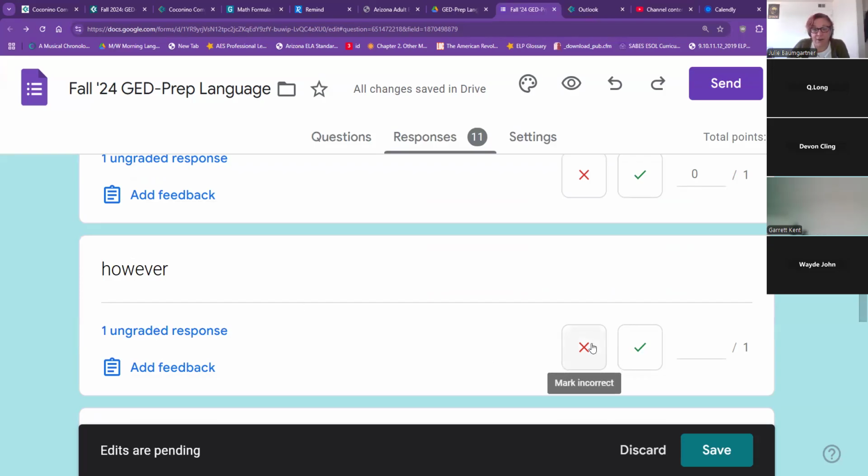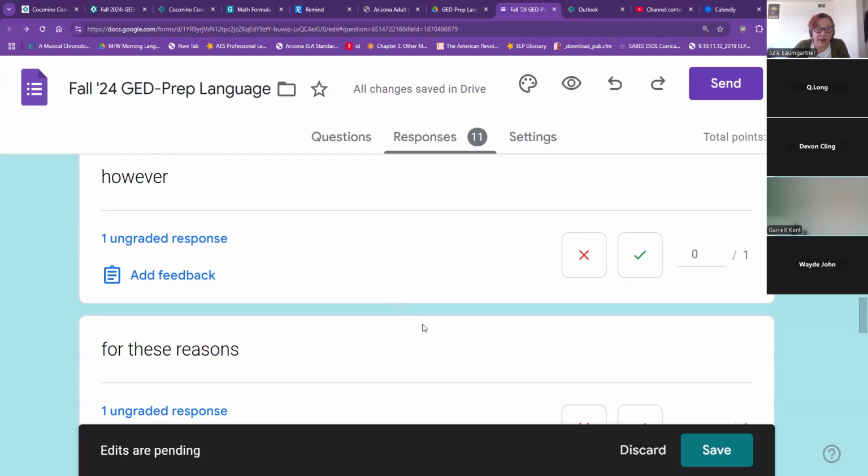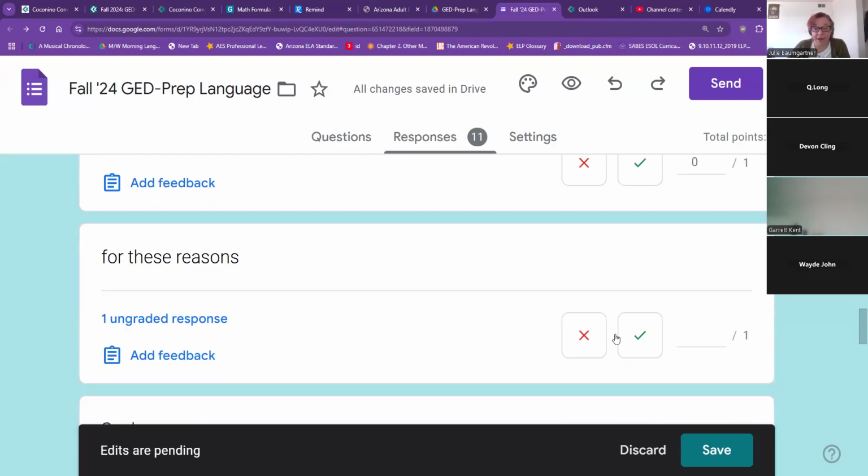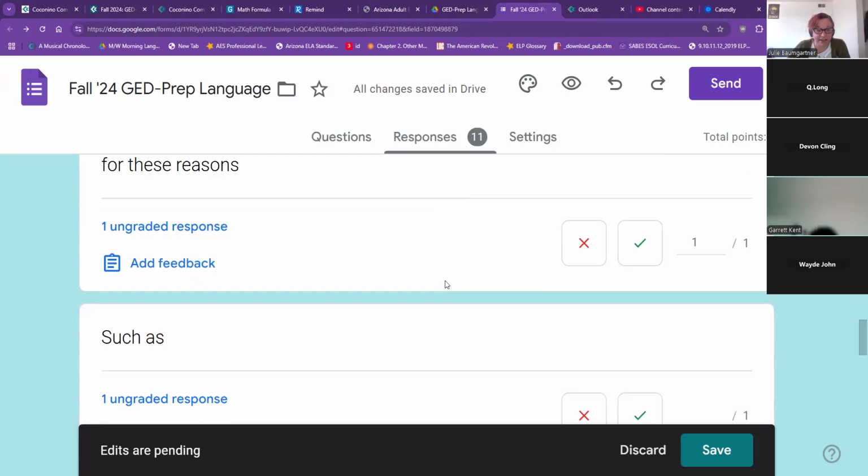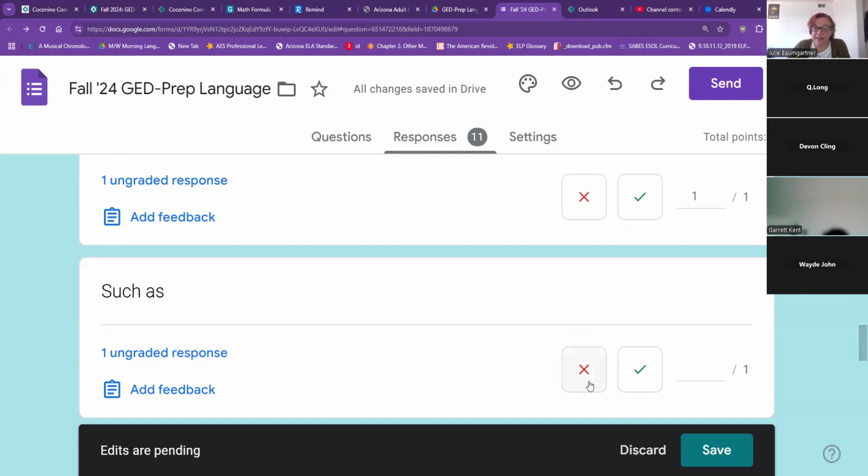Okay, so remember that here, however, kind of works, but it's usually a contrast signal, right? But once again, we know that sometimes our signals get sprinkled into other text types. So we can look at that one. That one should be correct. I think it wasn't. Okay, such as is not a cause and effect signal, right?